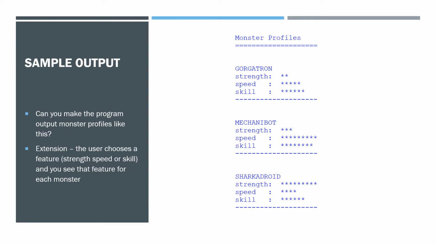Here's a bigger challenge. Here's some sample output from a more advanced version of the program. It prints out each of the monsters and it prints out a star version of their strength, speed and skill. We have done this before, but we've never done it with a 2D list. So see if you can create a program which prints out monster profiles as shown here. As an extension, you could ask the user to choose a combat feature, strength, speed or skill, and we could print out just that element for each monster.